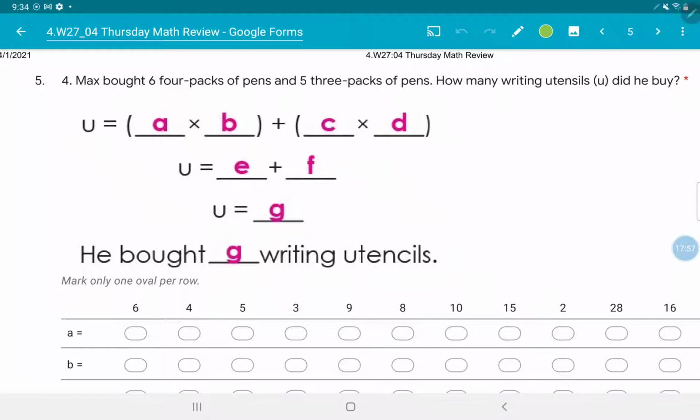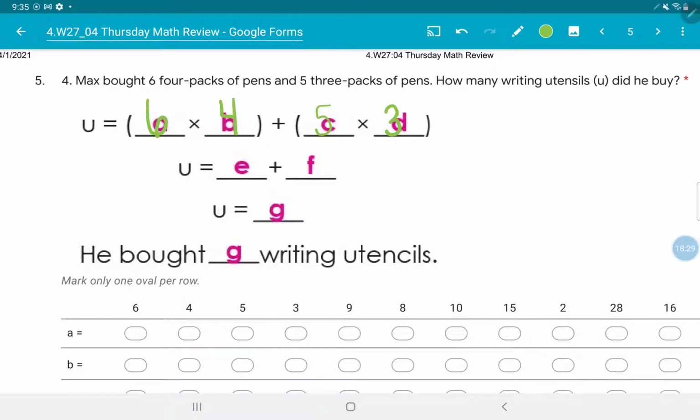First, I figured out what was equal to 6 times 4 and 5 times 3. Okay, so why did you do 6 times 4 and 5 times 3? What told you that's what you had to do? It says he bought 6 packs times 4 and 5 with 3. Very good. So we would have to multiply 6 times 4 to figure out how many pens were in the 4-packs, and then 5 times 3 to figure out how many pens there were in the 3-packs.